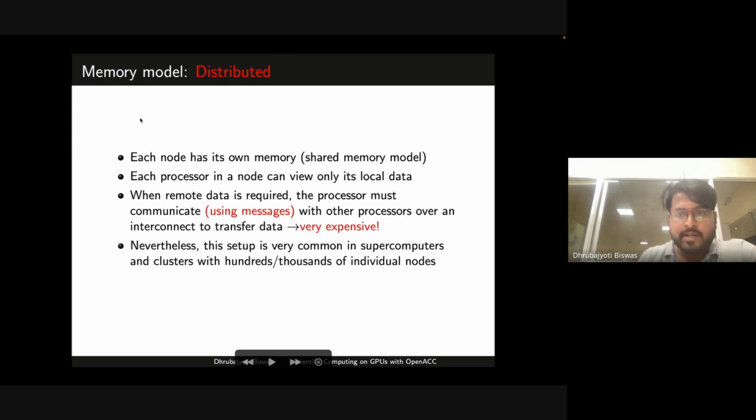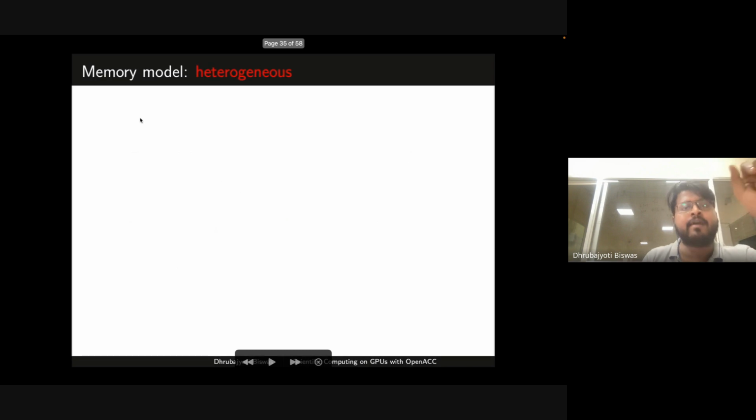Nevertheless, this is very common, as I said, in clusters and supercomputers with hundreds and thousands of individual nodes, because you need that many nodes, otherwise you cannot solve your problem. So it is very commonly used. It is seen in every cluster which you probably have in your institutes. The pictures I showed yesterday of some racks, those are again connected with some sort of networking, and that implements this distributed memory model. That is one of them.